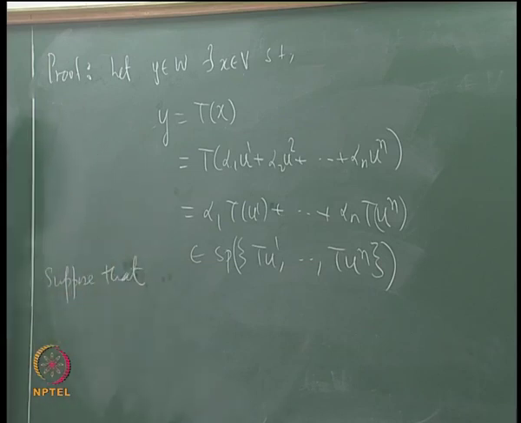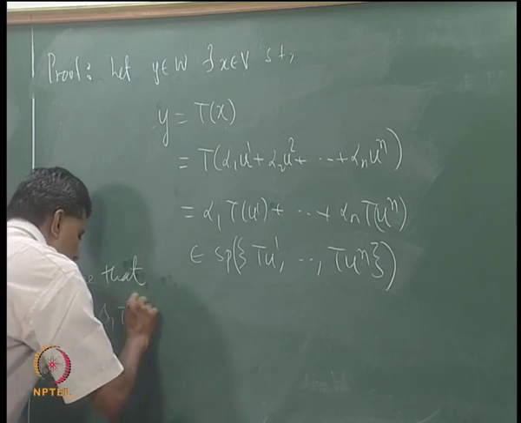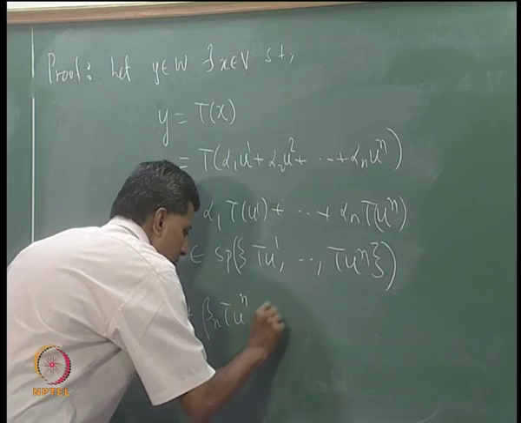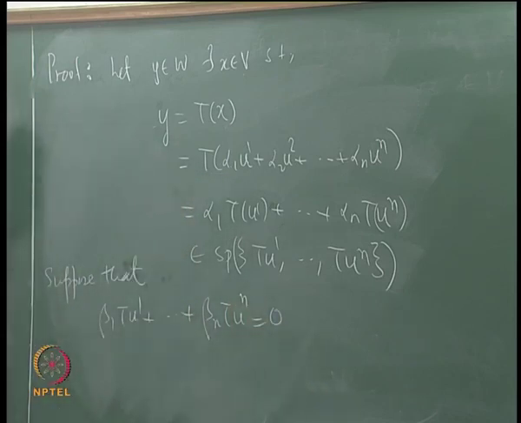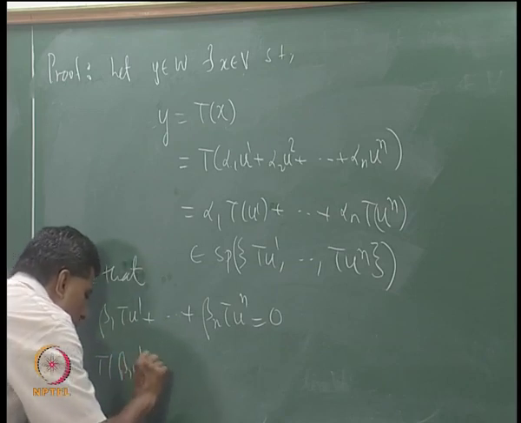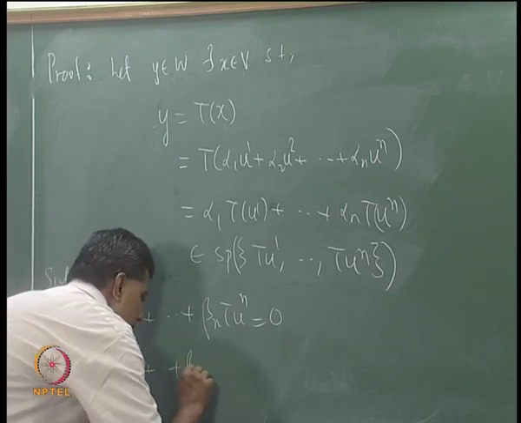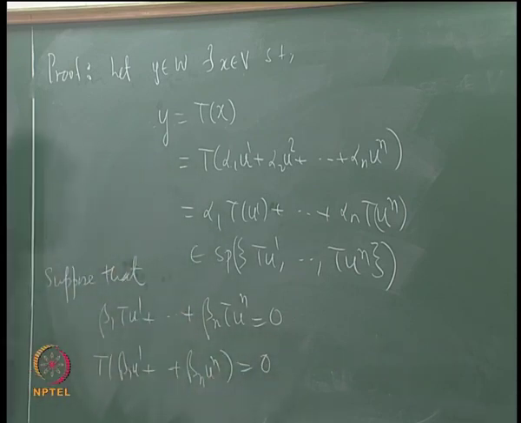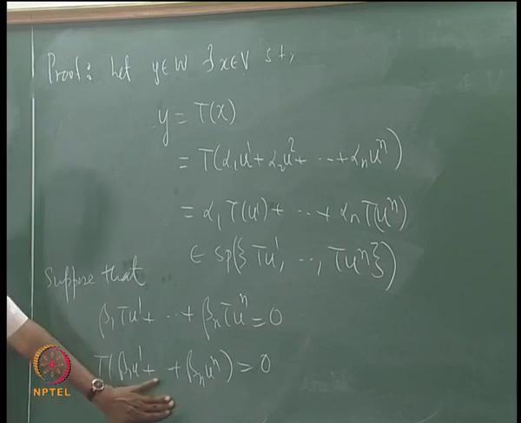Suppose that a linear combination of these vectors is 0. Let us take beta 1 T U1 etc. beta n T Un to be 0. This means T of beta 1 U1 etc. plus beta n Un equal to 0. This means this vector beta 1 U1 etc. beta n Un belongs to the null space of T, but T is injective, null space of T is the singleton 0, so this must be the 0 vector.